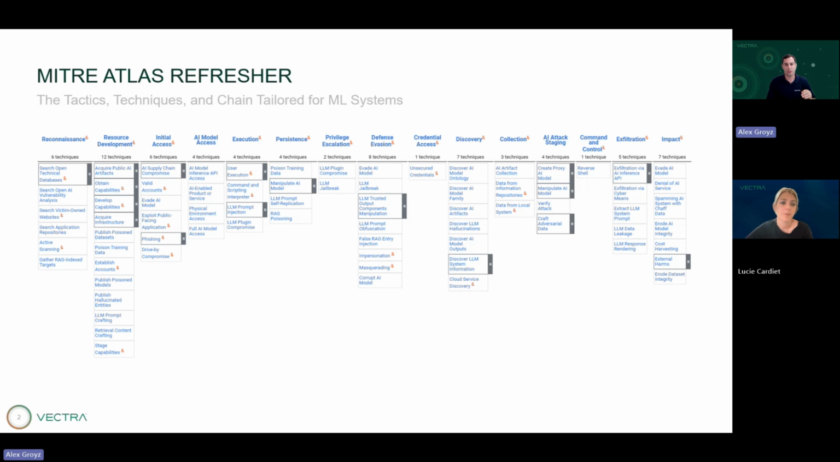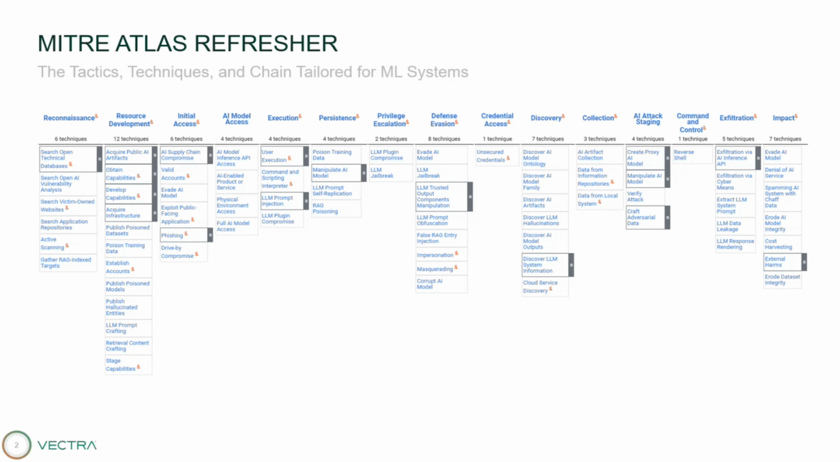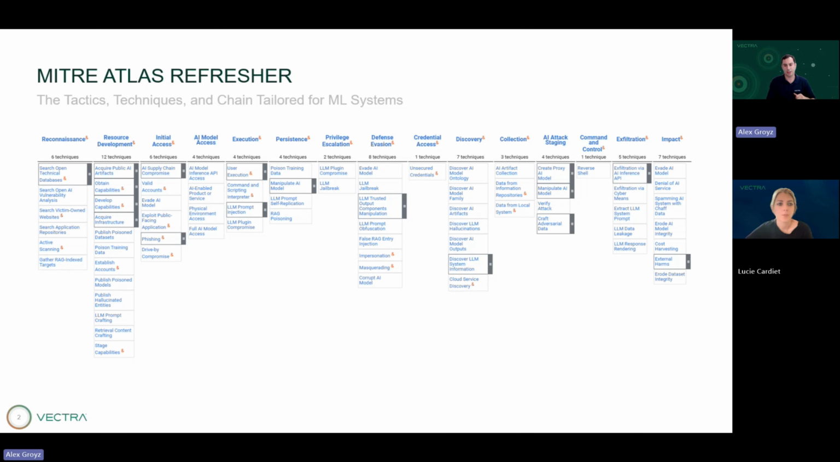What you'll notice here is that there are a lot of familiar tactics from the ATT&CK framework, like initial access, credential access, and command and control. But ATLAS has also introduced some AI-specific tactics like AI model access and AI attack staging. And within those, you'll find techniques that are unique to GenAI threats, such as LLM jailbreaks and prompt injection. Throughout this session, I'll be referencing specific techniques from the framework to show how threat actors are already abusing GenAI in the real world.